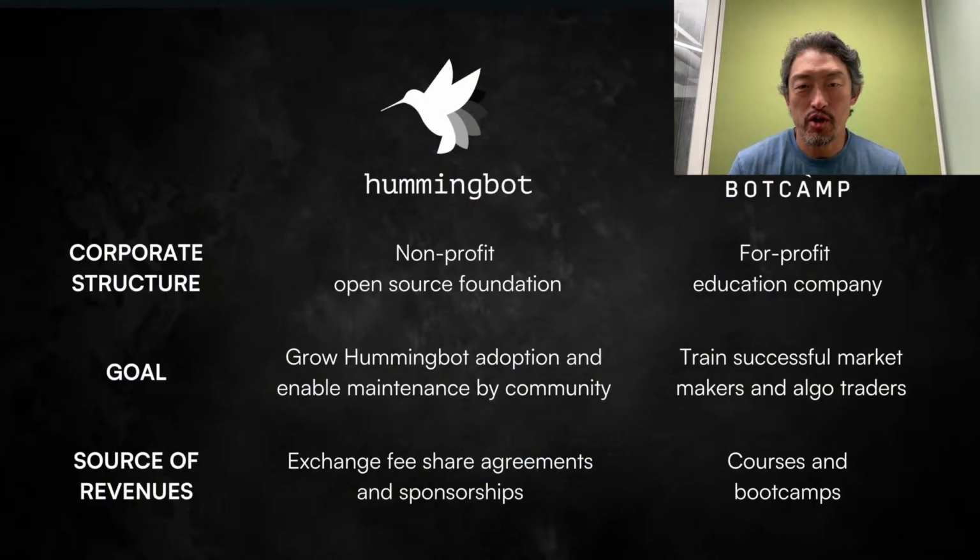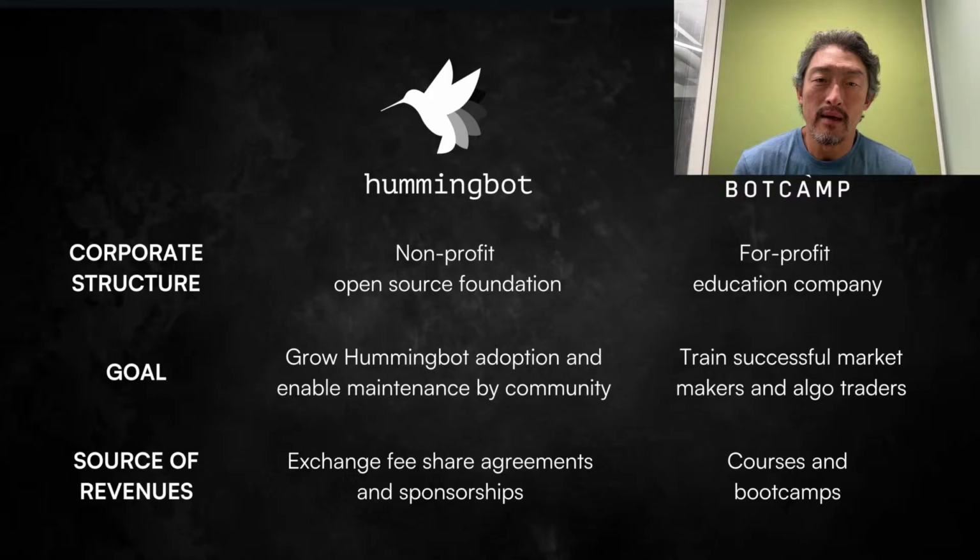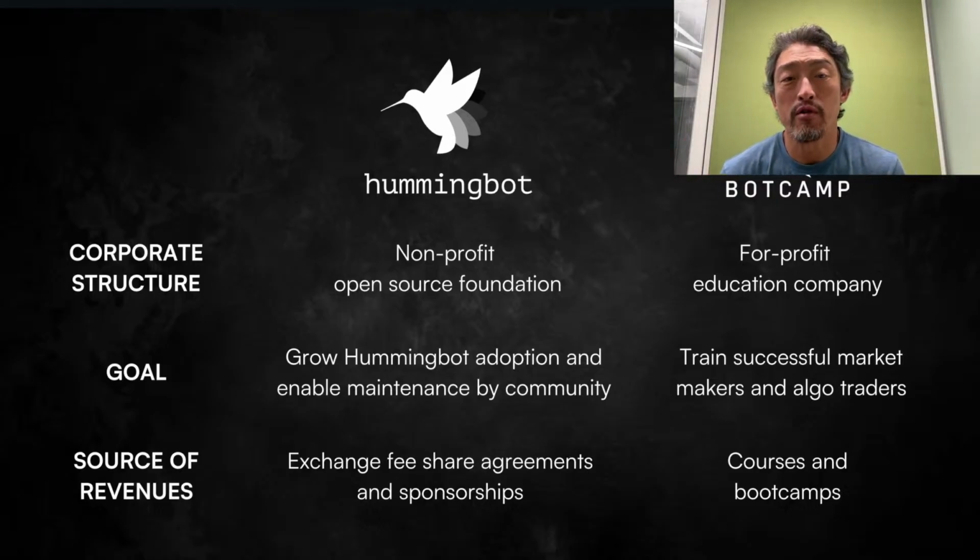So the way we're structured is that there's an open source foundation that we're all part of, that we contribute to, and that is supported by partnerships with different exchanges. In addition to that, we operate Botcamp, which is a for-profit education company, and Botcamp's goal is to train successful market makers and algo traders using the Hummingbot framework.